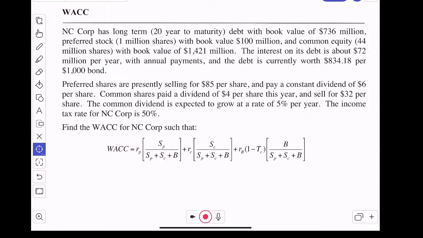Or that commitment to a return, let's say that, because nothing is guaranteed yet, but it's a commitment. Common shares paid a dividend of $4 per share this year and sell for $32 per share. Preferred shares are selling for $85 per share and pay a constant dividend of $6 per share. The common dividend is expected to grow at 5% per year. The income tax rate for NC Core is 50%. Find the WACC.